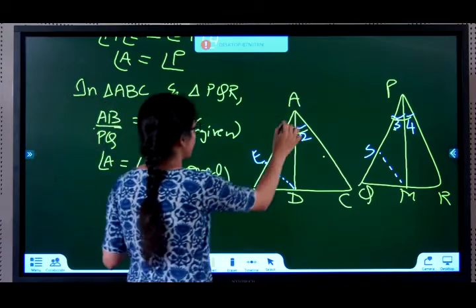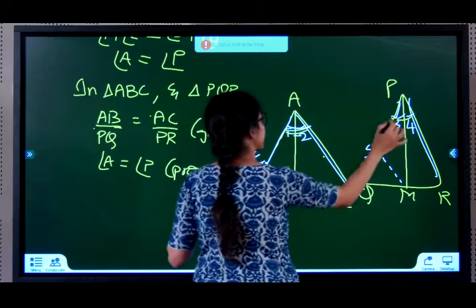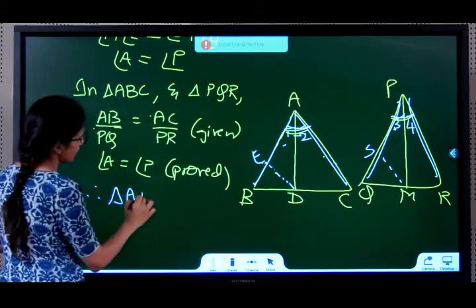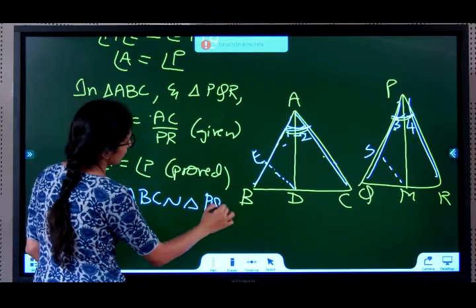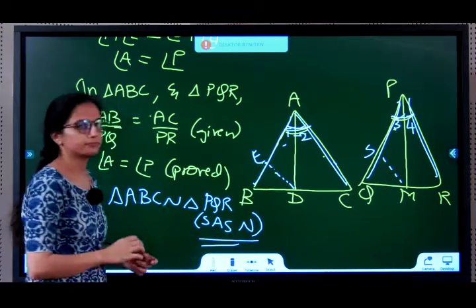So we basically have this side by this side, so their corresponding sides and these angles. So it becomes SAS. So we can therefore say triangle ABC is similar to triangle PQR. Reason being SAS similarity criteria.